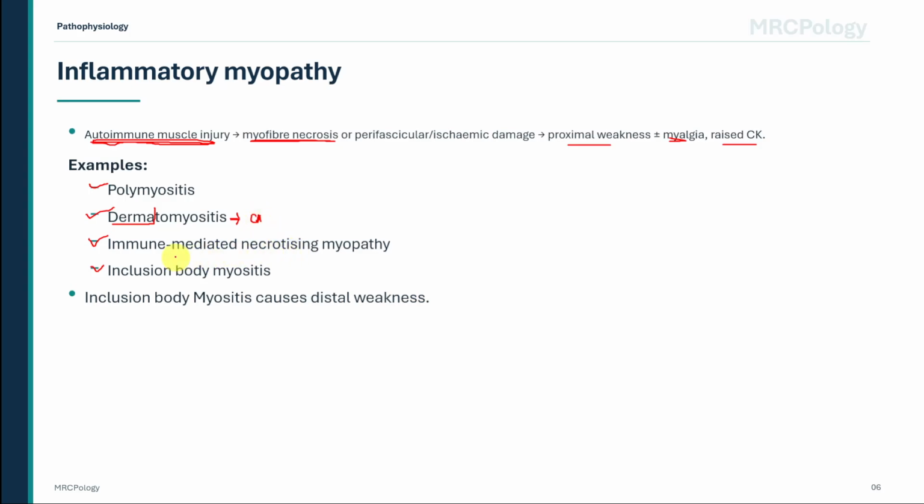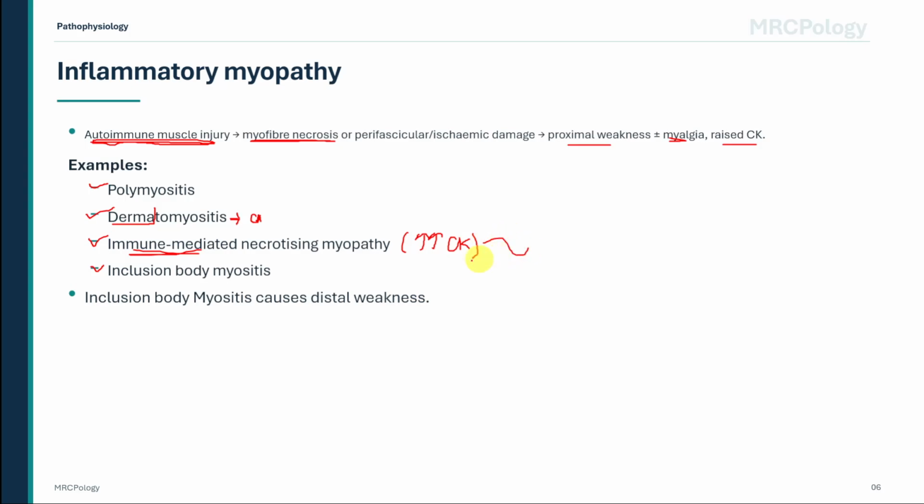Immune-mediated necrotizing myopathy often causes marked proximal weakness with a very high CK. It may be associated with autoantibodies, malignancy, or exposure to statins. Importantly, statin-associated autoimmune necrotizing myopathy may continue despite withdrawal of the statin because an immune process has become established.